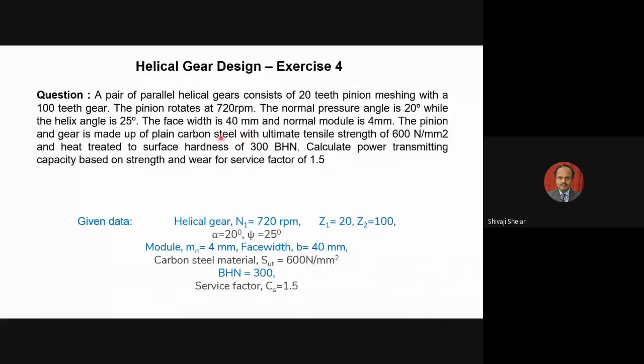Okay, so whatever the given problem data is, it is noted here. The given data: we have a helical gear here. Input shaft speed N1 is 720 rpm. Number of teeth on pinion is 20. Number of teeth on the gear is 100. Normal pressure angle is 20 degrees. Helix angle is 25 degrees. Normal module for the helical gear is 4 mm. Face width given is 40 mm. The material is carbon steel with SUT value 600 Newton per millimeter square and BHN 300, and the service factor given in the problem is 1.5. This is the given data.